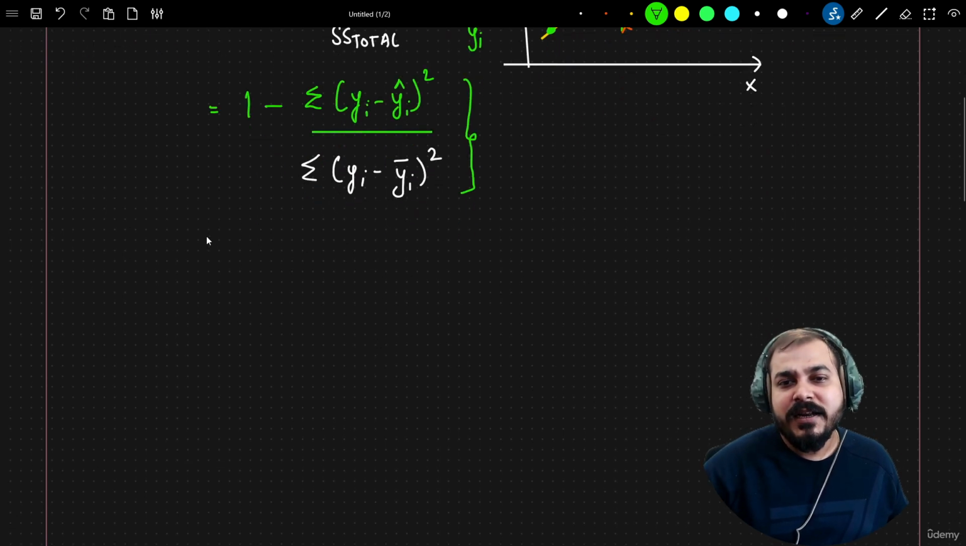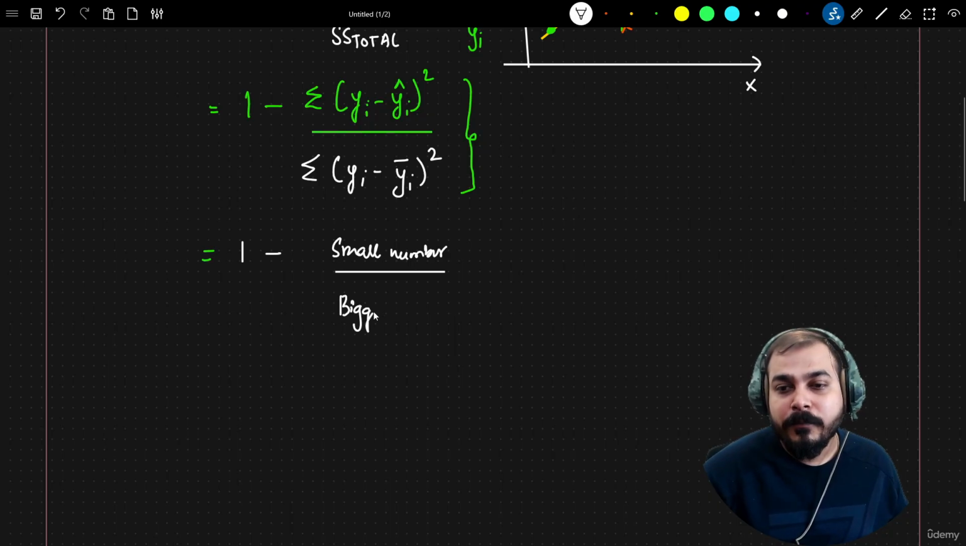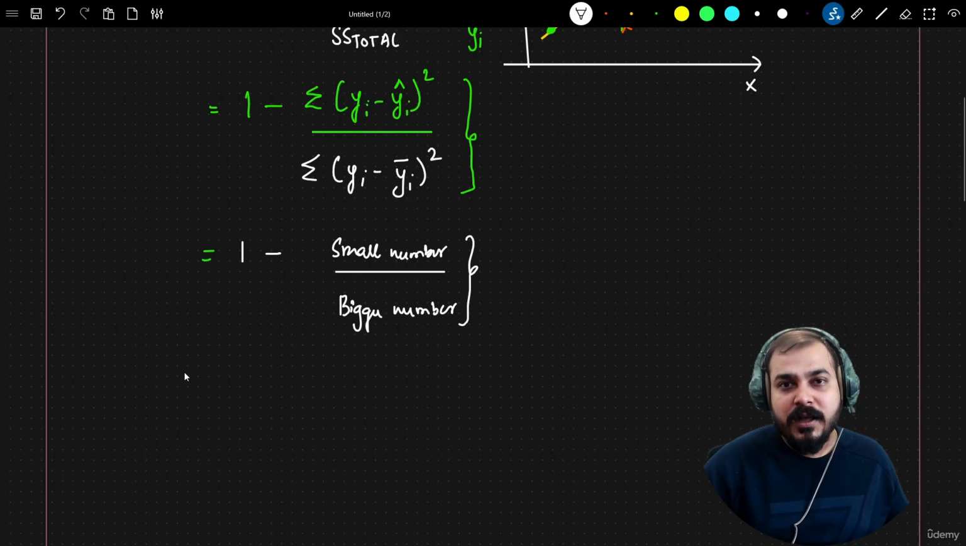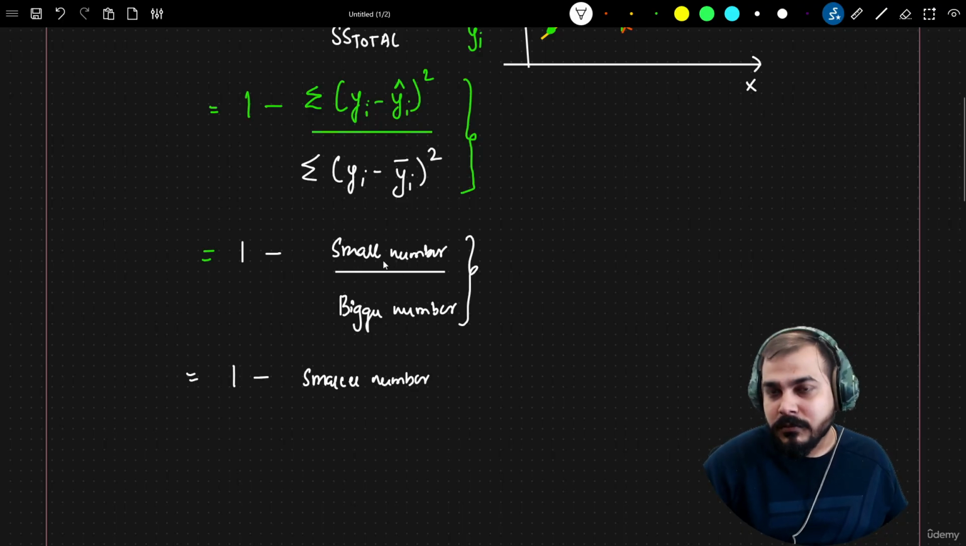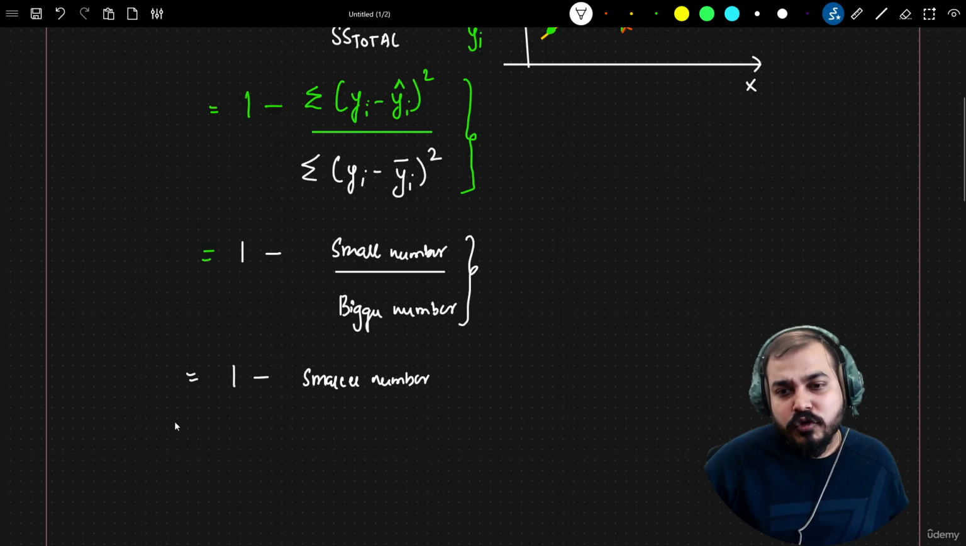So here I can write it as 1 minus, and let's consider the numerator is a small number when compared to the denominator, so the denominator will be a bigger number. Small number divided by bigger number: when we do this kind of division, obviously we are going to get a smaller number. So 1 minus a smaller number will be very near to 1 itself, approximately near to 1.